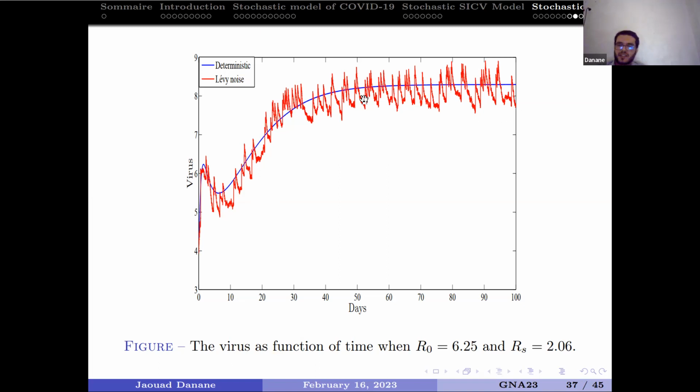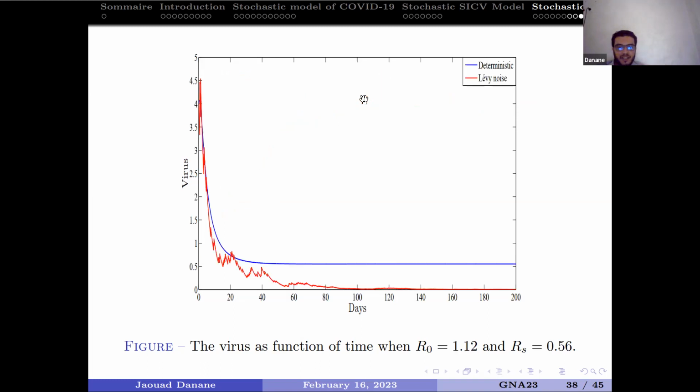We can prove the same result as previously, but the solution has a fluctuation around the equilibrium, the endemic equilibrium. About the case of, we can give some important results here.